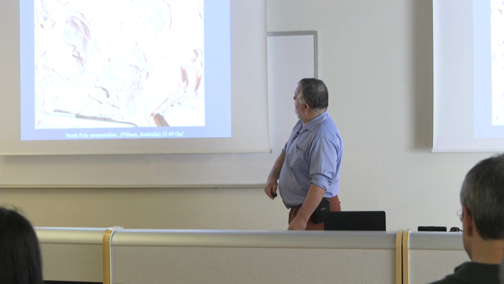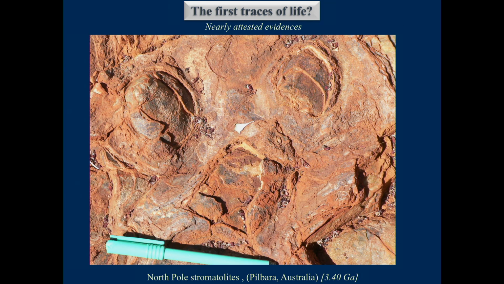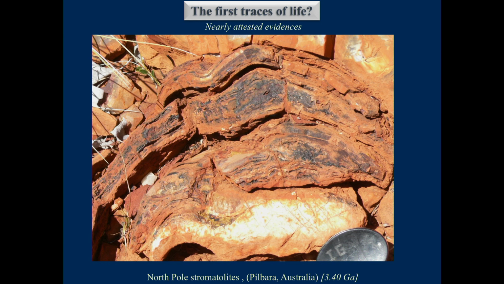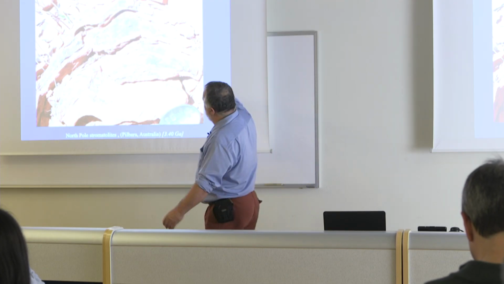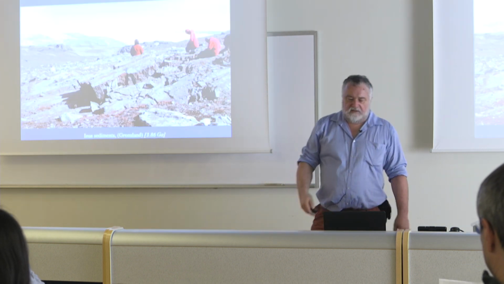In North Pole, in Australia, there are some traces of stromatolite, but I say nearly attested evidence. Most of the people believe that this is trace for life, but some say, okay, this can be some deformation of the rocks and so on. For instance, here you see this stromatolite. My photo is not a good one, but the bottom is flat. So that means that this is not a fault, because the fault would have affected all the levels. So, okay, I think that most of the geologists now believe that these are stromatolites.